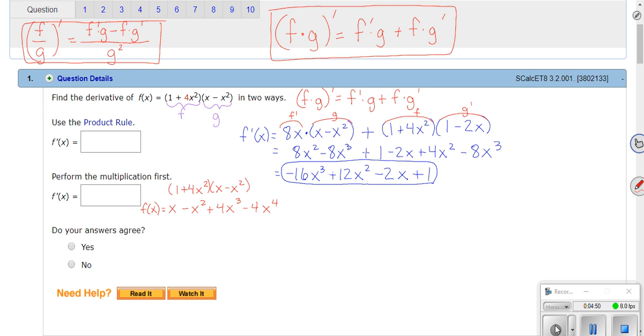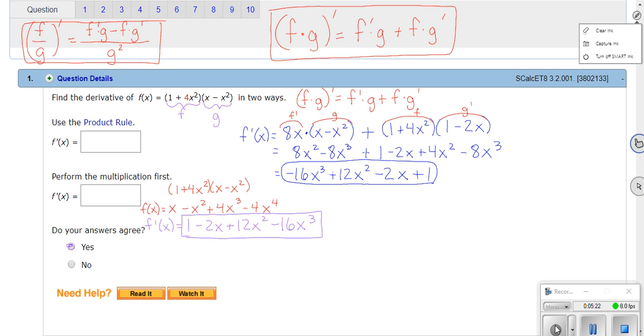Then if I take the derivative of that, f prime of x is 1 minus 2x plus 12x squared minus 16x cubed. Is that the same thing I ended up with above? Yep. I wrote it in a different order, but it's the same thing. So do your answers agree? Absolutely. All right, I hope that was helpful.